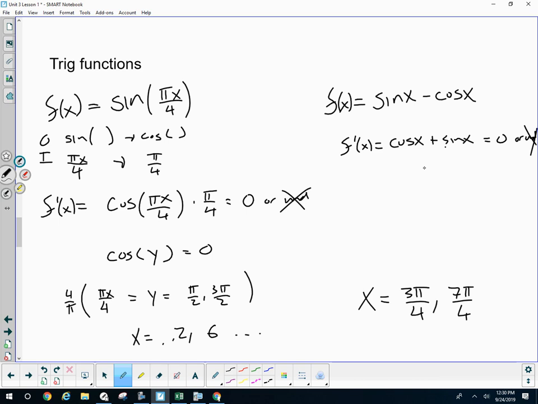Another way to handle this is if you turn it into a tangent. So subtract cosine, divide by cosine. You get tangent x equals -1. And that's another way to get 3 pi over 4 and 7 pi over 4 and all the multiples of pi of those. Whatever works. Okay, but those are two examples of some trig functions and their critical points. Moving on.